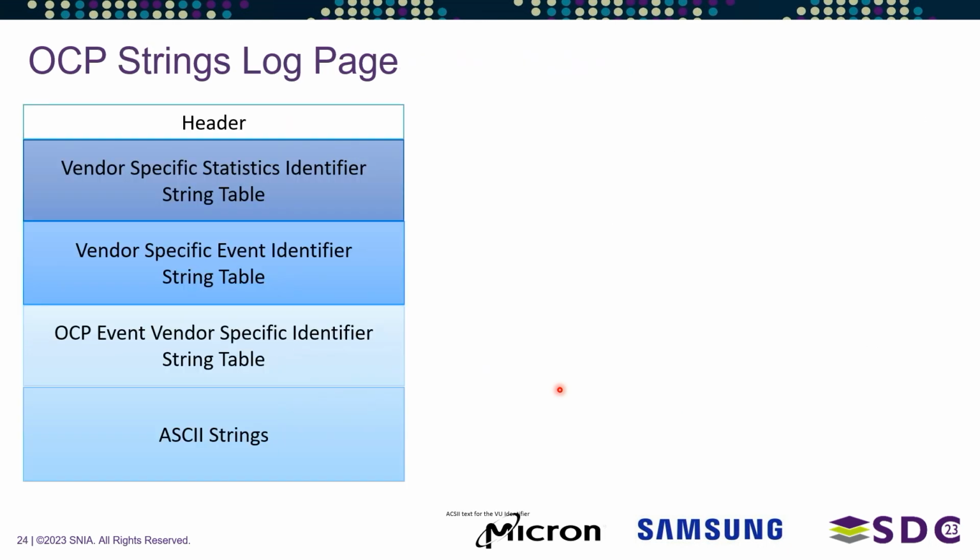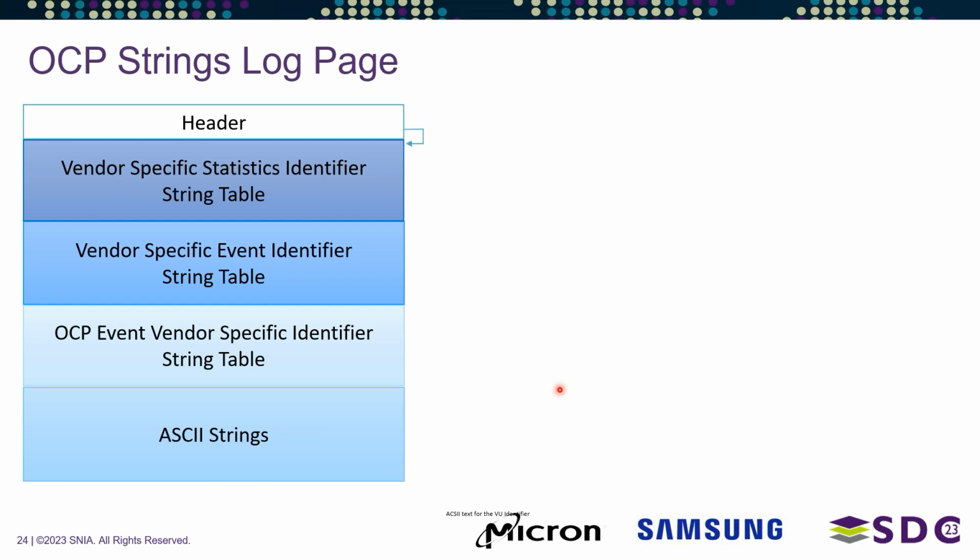So let's look at the strings log page. There are 4 sections to it. As I said before, we had statistics that had vendor-specific stuff in them. Then we have vendor-defined events in the FIFO. And then we have vendor-specific data in an event on an OCP-defined event. Each one of those tables are the lookups for the vendor-specific identifiers, and then the ASCII strings are all the ASCII strings for all of this stuff.